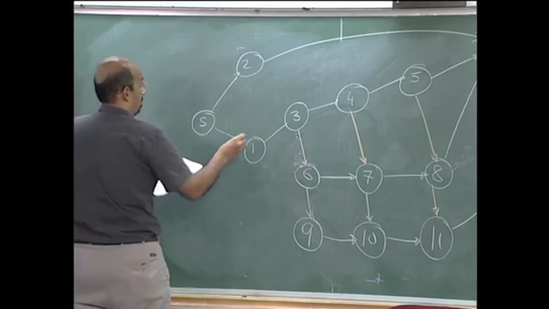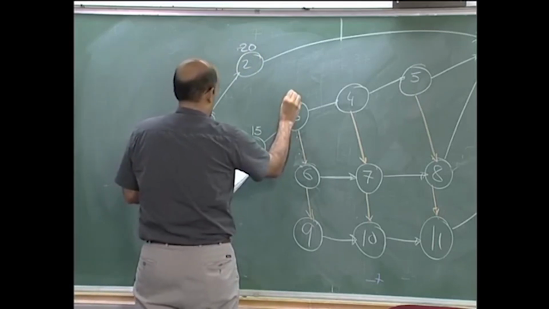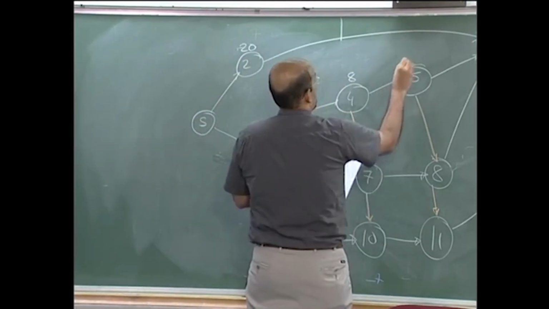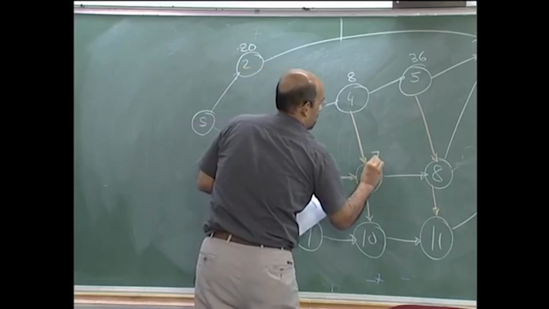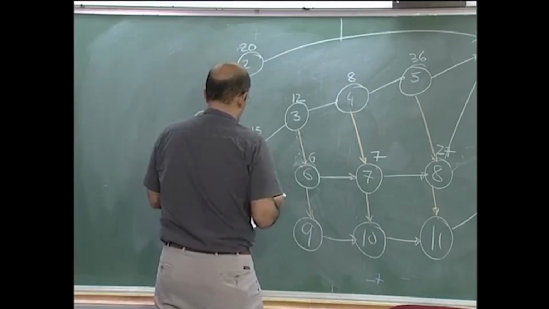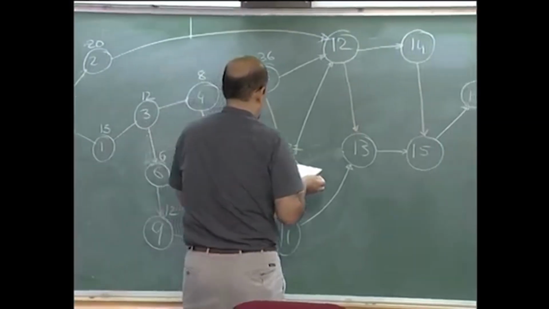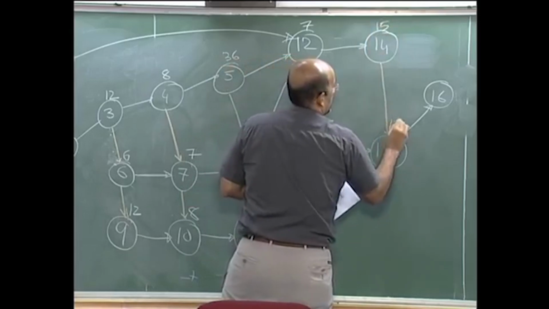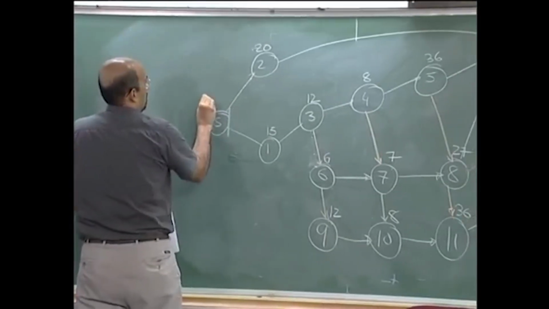Okay, we have 15, 20, 12, 8, 36, 6, 7, 27, 12, 8, 36, 7, 7. Okay, let's go through the 0, 0.